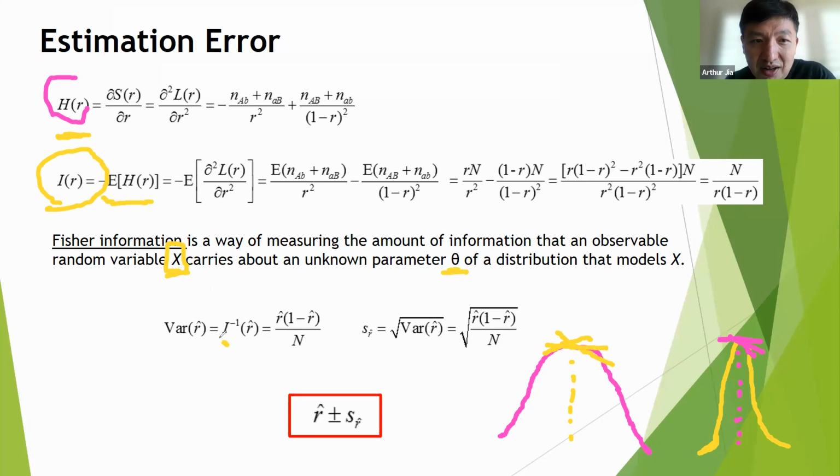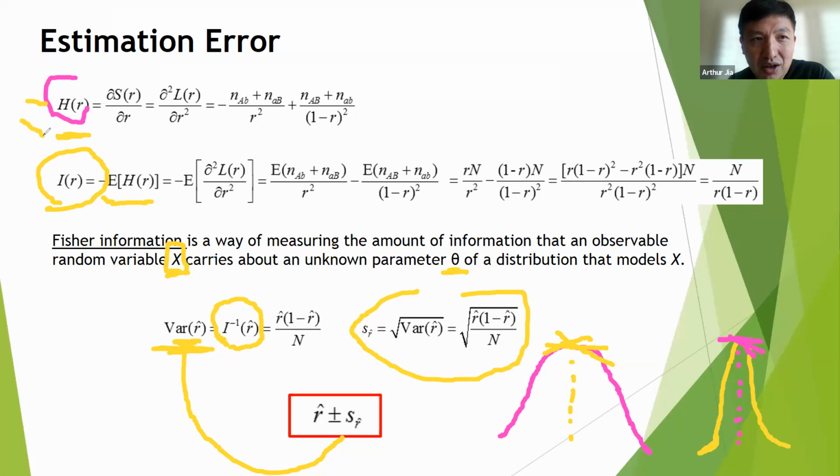So this is the information, and if we take the reciprocal, 1 over the information function, that gives us the variance. Everybody knows the variance, right? If you take the square root of the variance, this gives you the standard error. So basically, we use the second derivative to generate the information function, and use the information function to estimate the variance and the standard deviation. This is too complicated. I will not put any questions about this on the final exam, but just for your information.